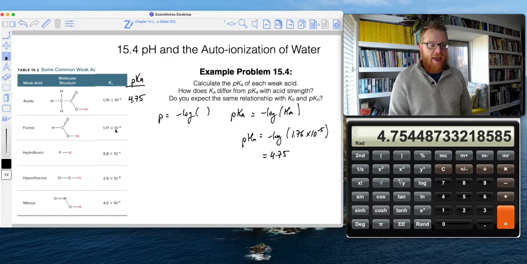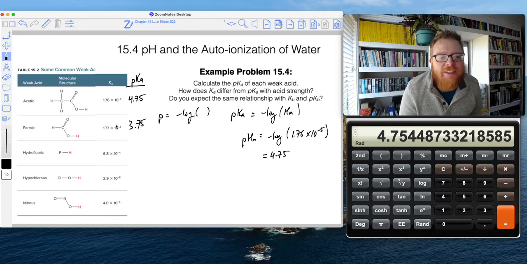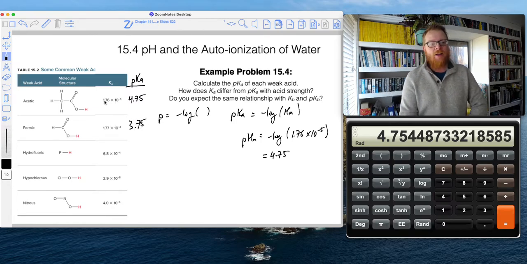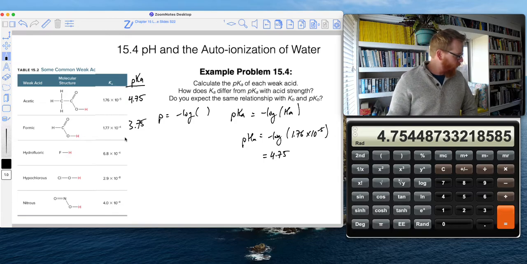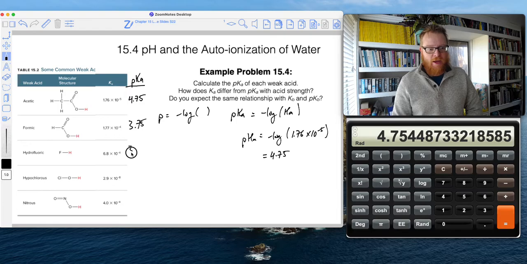So for formic acid, that ends up becoming 3.75. And now when you look at the difference between these numbers, they're both about the same in the first number, 1.76 and 1.77. Now this is times 10 to the negative 5, and this is times 10 to the negative 4. And you can see the pKa has dropped by a whole unit. Okay, so we'll finish the rest of these, and we'll see what this trend means.